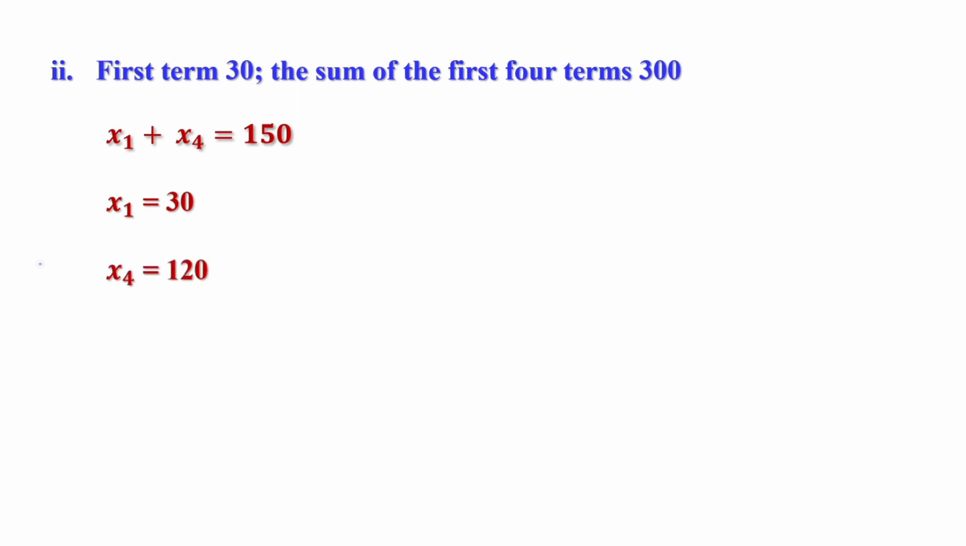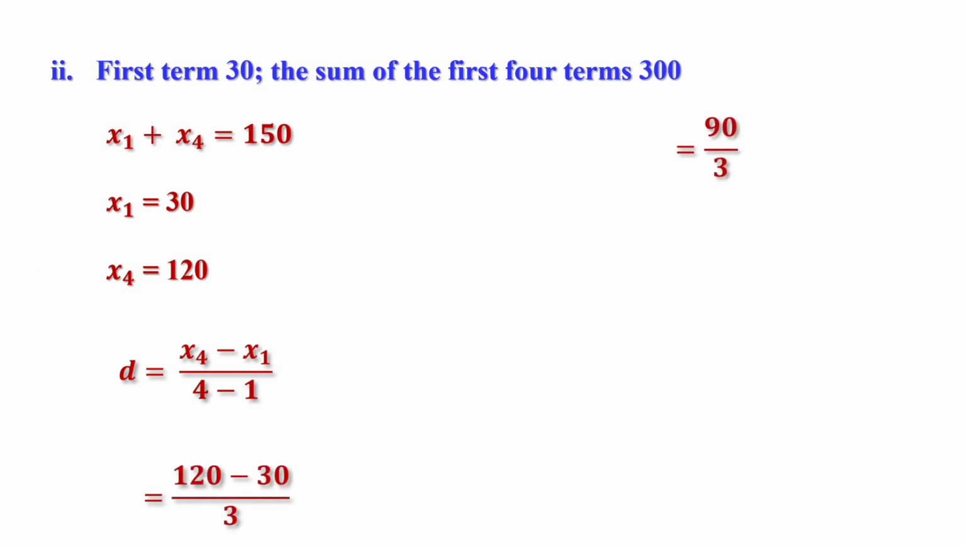Now we know the common difference is term difference by position difference, that is x4 minus x1 by 4 minus 1. That is 120 minus 30 by 3 or 90 by 3. That is equal to 30. First term is 30, common difference is 30. So the 4 terms are 30, 60, 90 and 120.